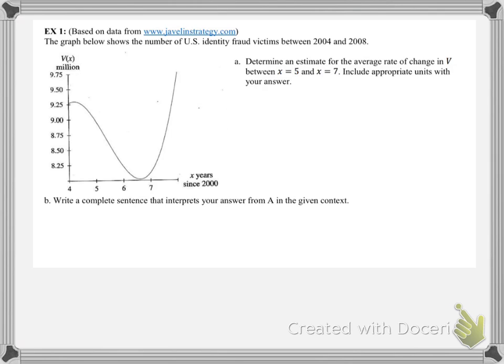So we've got a graph here, and we want to find an estimate for the average rate of change of v between x equals 5 and x equals 7. So since we don't have an equation for the function, the first thing we have to do is just estimate the 2 points on the graph. So we have x equals 5 and x equals 7. I don't know, what do you think y is here?